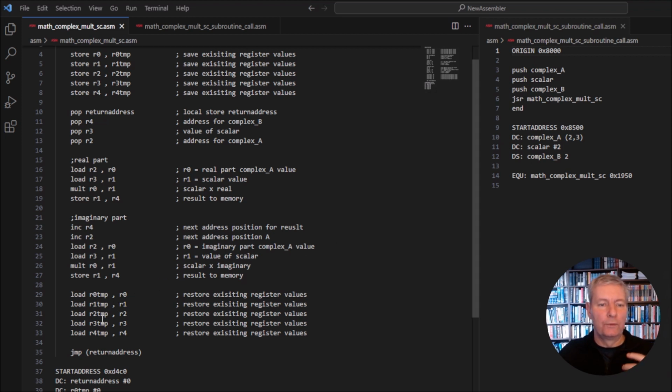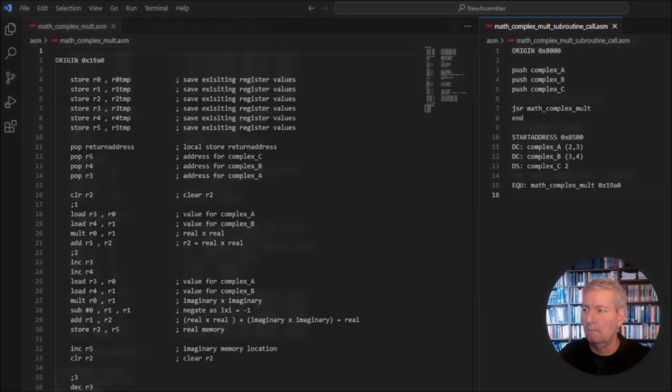We go and we retrieve the original values for the registers, and we jump to the return address, and that ends up here. So that's the first part, which is multiplying a complex number by a scalar. Now let's look at multiplying the two complex numbers together, and it's a little bit more involved.